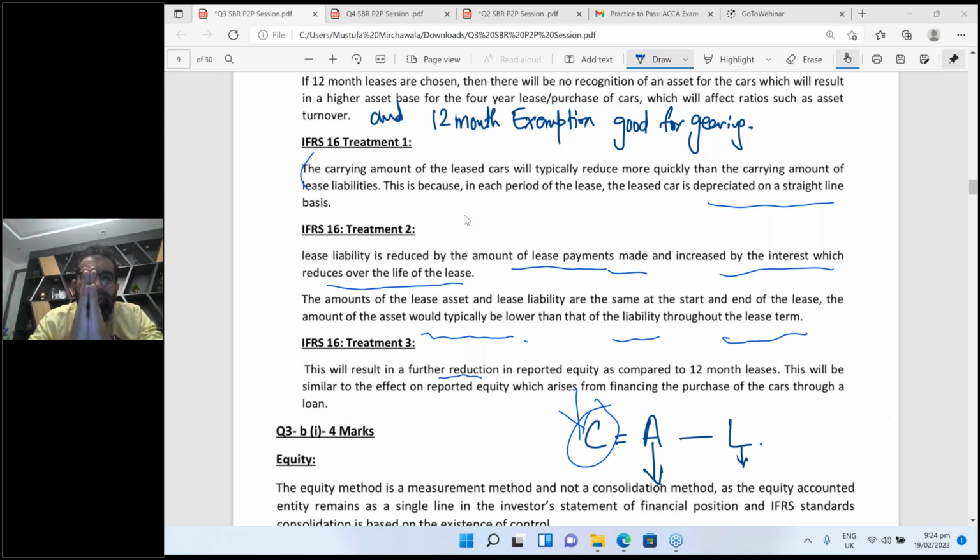My dear student, please, first of all, the asset is going down with higher speed, and the liability is going down with lower speed. Because whatever rentals you are paying, you don't deduct the complete amount from the liability. There is one thing which is interest.